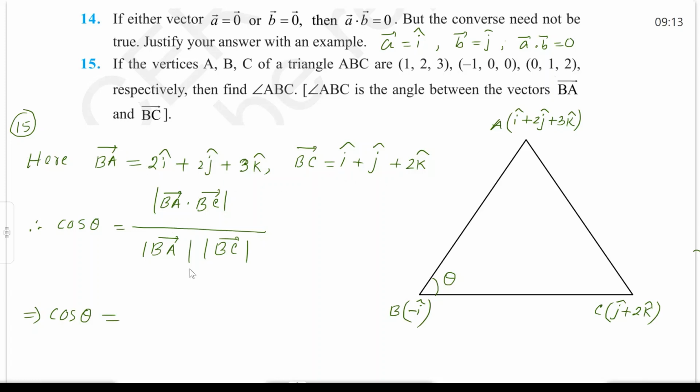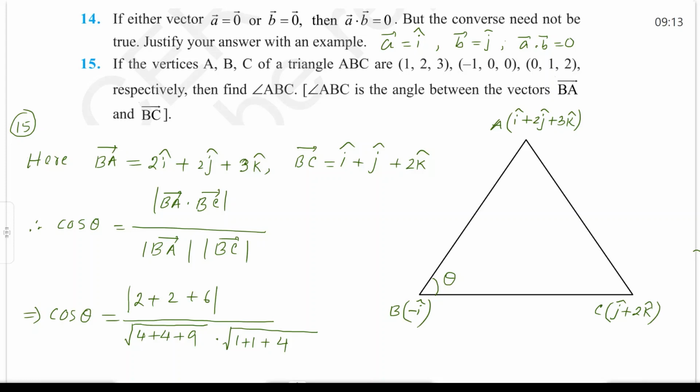So 1 into 2 is 2 only. I'm writing 2. Then 2 into 1 is again 2. Then 3 into 2 is 6 only. Mod is there. And divided by modulus of BA bar, meaning root over 2 square plus 2 square plus 3 square, into root over 1 square plus 1 square plus 2 square. So 2 square is 4, 2 square is 4, plus 3 square is 9, and 1 square is 1, 1 square is again 1, and 2 square is 4 only.